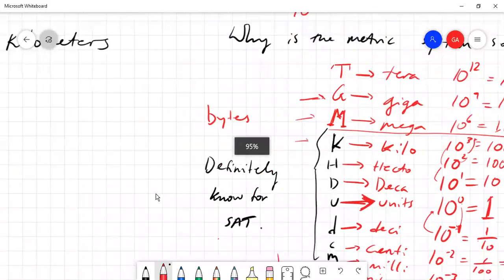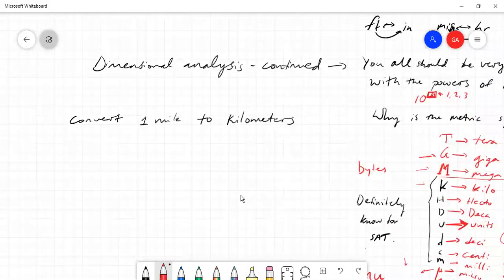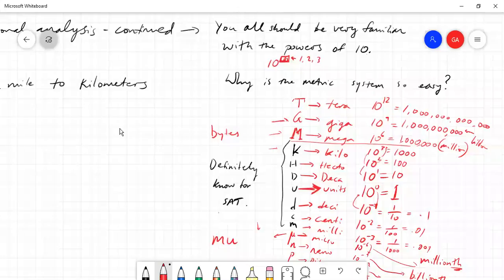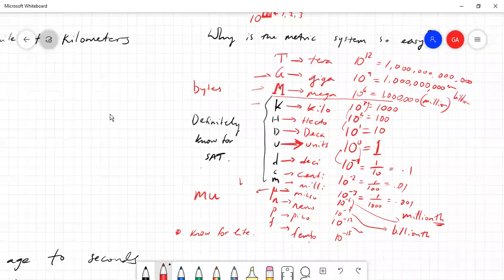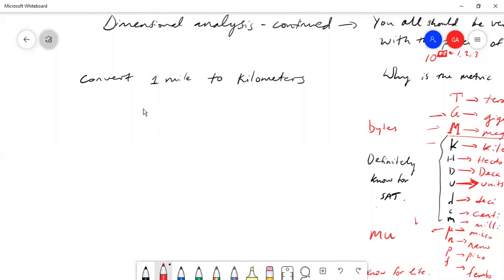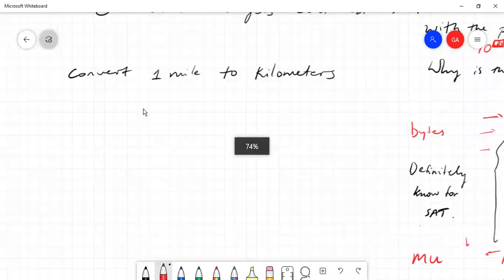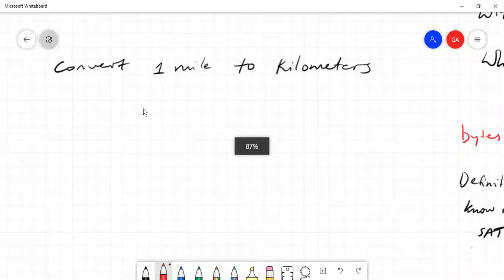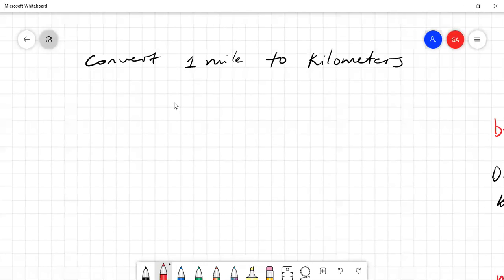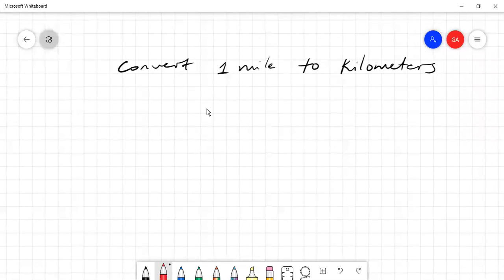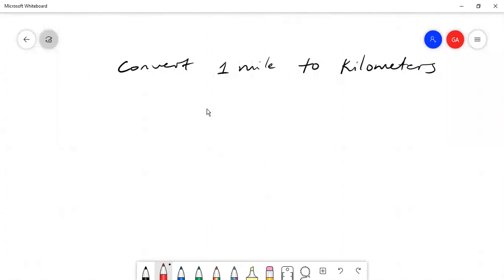So this is kind of just a long thing about the metric system, but very useful. Okay, so let's do a few sample problems. Let's convert a mile to kilometers. I want you all to guide me through this. Start with 1 mile.